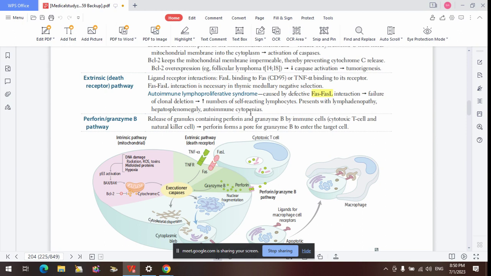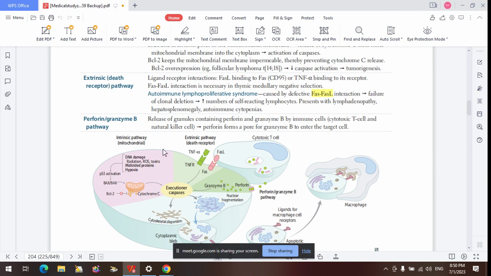Okay, so we should not limit it to cytopenias only. It's not only the bone marrow; it can affect any organ. That's why you can see SLE, rheumatoid arthritis, anything. Very important. So the last one is this perforin granzyme B.